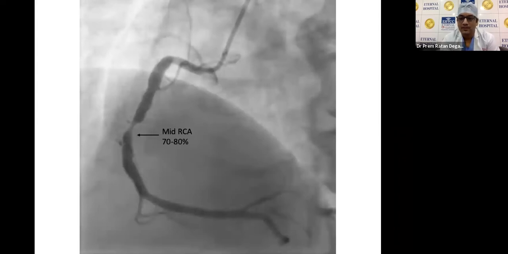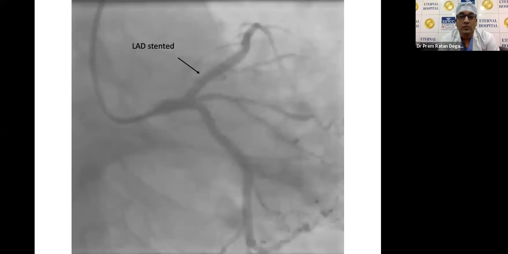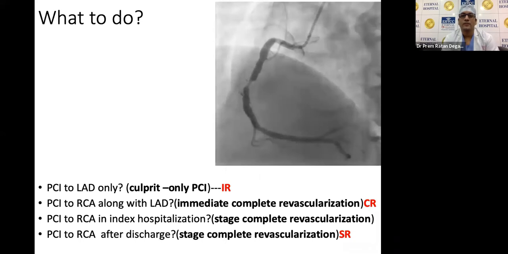So it is clearly seen, we know that primary PCI for patients with STEMI reduces mortality and myocardial infarction. And 45 to 60% of primary PCI patients have multivessel coronary artery disease. Those patients with multivessel coronary artery disease and STEMI have worse prognosis and a higher rate of MACE at 1 year. So the LAD stenting was done immediately. The controversy is what to do for the RCA.